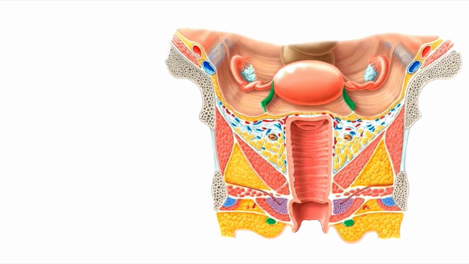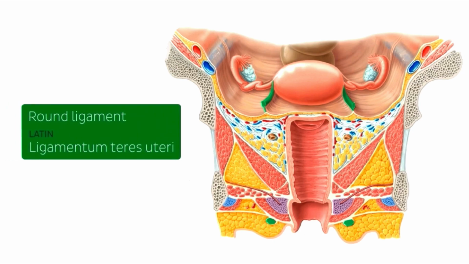So a very important structure that's worth mentioning as we return to the full view of this image of the uterus and the vagina is the round ligament. And the round ligament is an important structure as it maintains the anteflexion of the uterus and attaches the anterior aspect of the uterus to the groin.